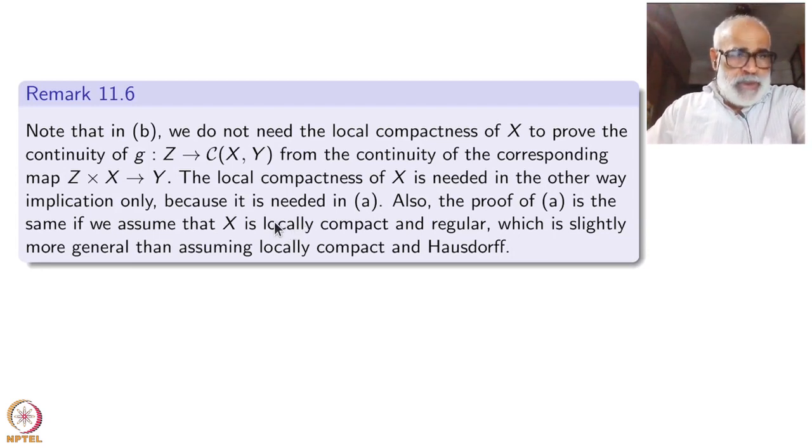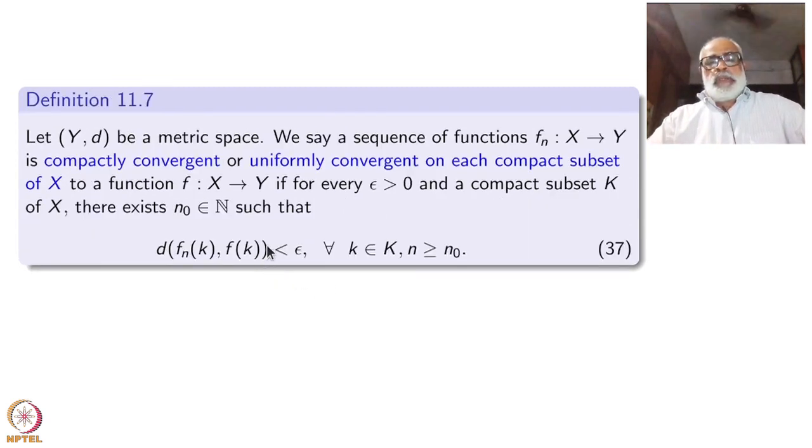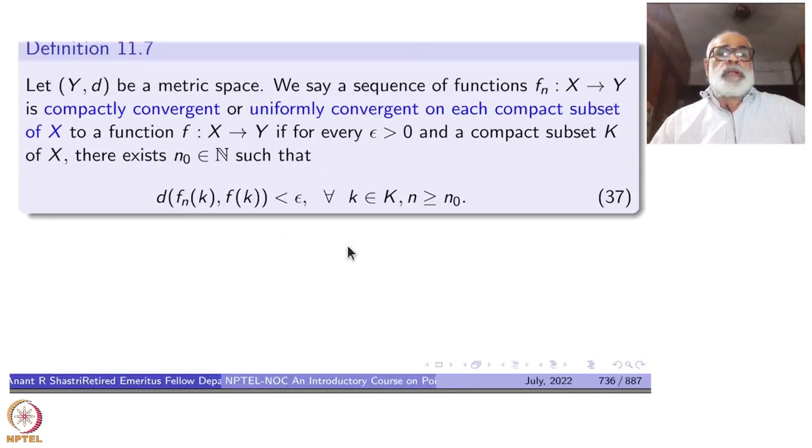All that I have used here is that points of X have arbitrarily small neighborhoods which are compact neighborhoods, the set of compact neighborhoods of a point forming a fundamental system at each point. So now we shall do one more justification for introducing this compact open topology.